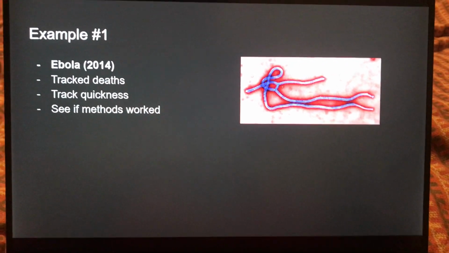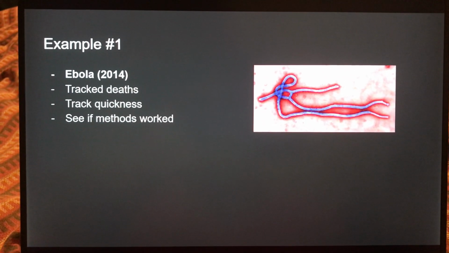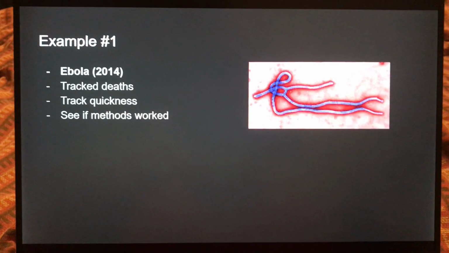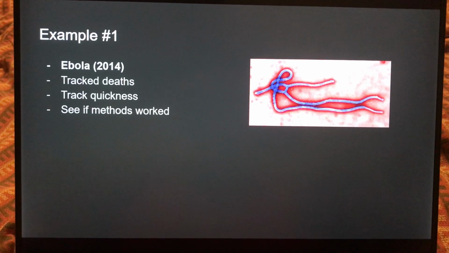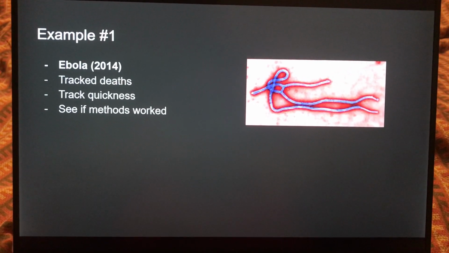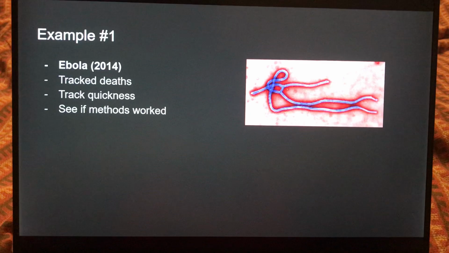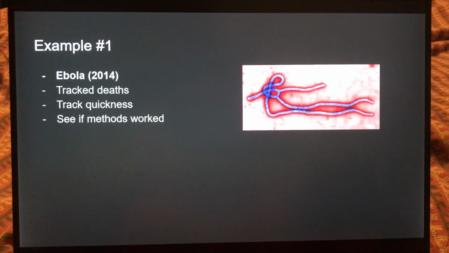One example of this was Ebola. The exponential equations helped with tracking deaths. They were able to track how quickly people were dying, because people were dying very quickly, and also able to see if any of the preventative methods that they chose were working by tracking how many people were dying and if there was lessening.